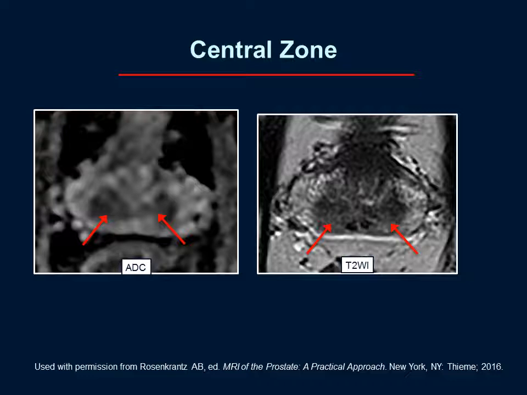The central zone can show decreased ADC, and given some distortion on the ADC map, it can create a pitfall in that image as well if we're not aware. But again, we just have to correlate carefully with the other sequences. Here we see this low ADC at the base on the ADC map, but on the T2 image, it has the expected configuration of the central zone, this lobular appearance, symmetric on the midline, encircling the ejaculatory ducts, with the basal aspect of the peripheral zone visualized out laterally.